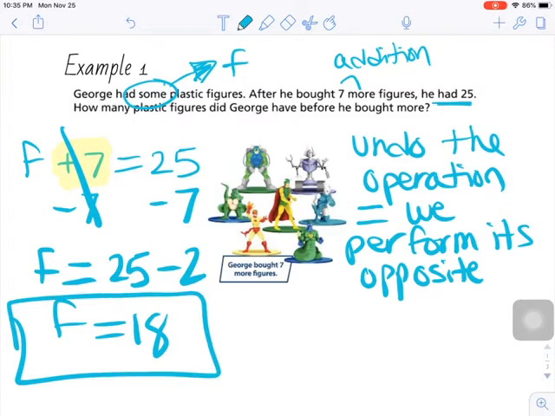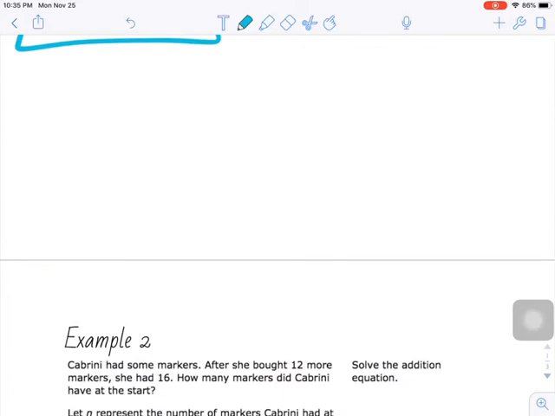Whenever we see addition, we're going to subtract, to do the opposite, to undo that operation. And if we see subtraction, to perform the opposite, we're going to do addition. So let's try another one.